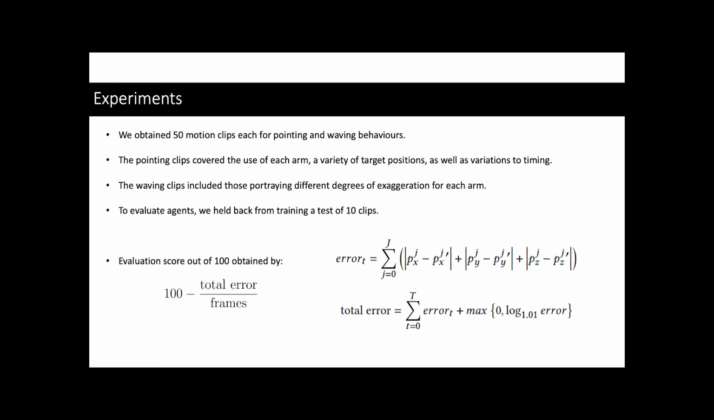For the experiments carried out, we gathered, using Adobe Mixamo, a total of 100 motion clips, and of these 100 motion clips, we held back 10 as a test set to be used for evaluation. And using this test set, we measured a metric to ascertain whether the behavior portrayed was successful, calculating the differences between the joint positions played, comparing the agent output to the motion reference clips.